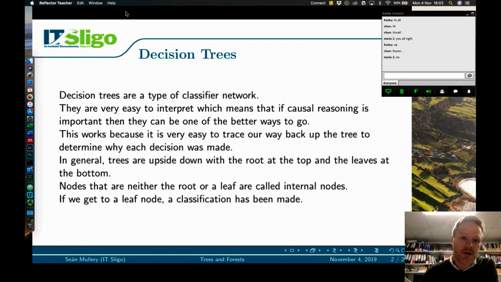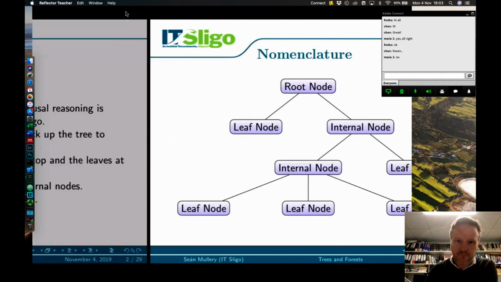In general, trees are upside down with the root at the top and the leaves at the bottom. So you need to think of this as a kind of an upside down tree, a little bit more like a, I was going to say a family tree, but actually they're generally the right way up as well. So just think of it as the root node is at the top and we work our way down to the leaves at the bottom. So nodes that are neither the root nor a leaf are called internal nodes, and I'll show you this diagrammatically in a moment. If we get to a leaf node, in other words, where we can go no further, then we've made our classification at that point.